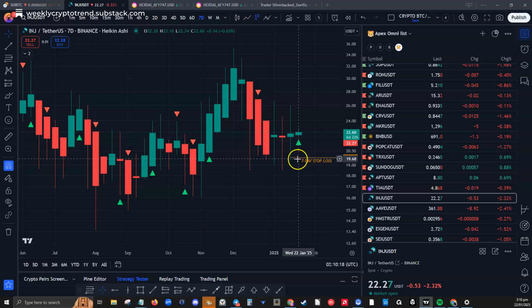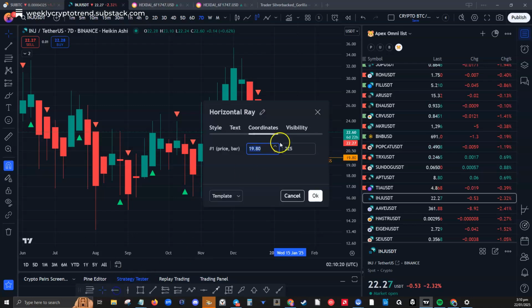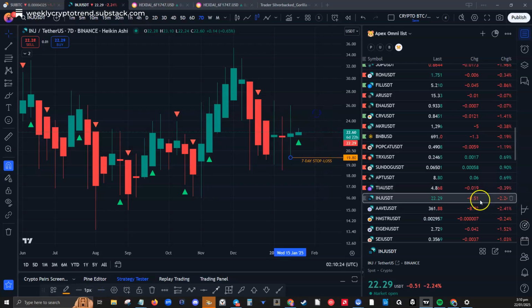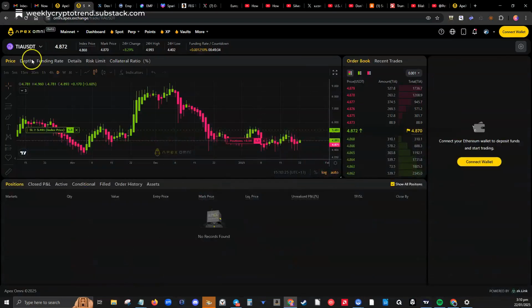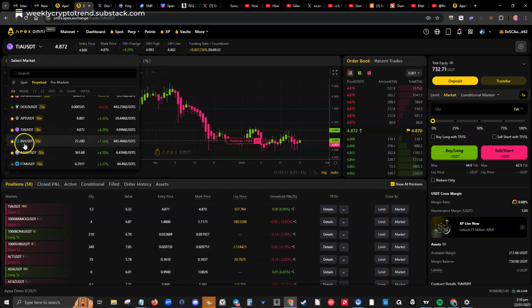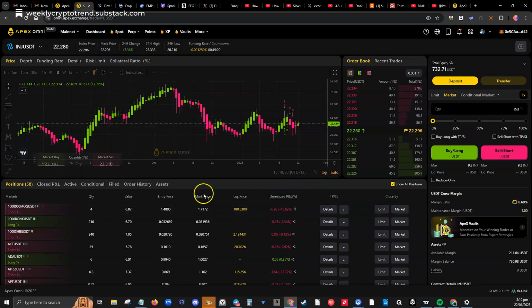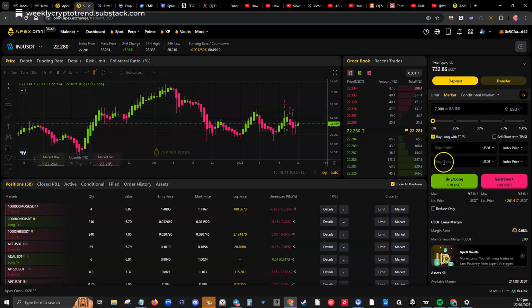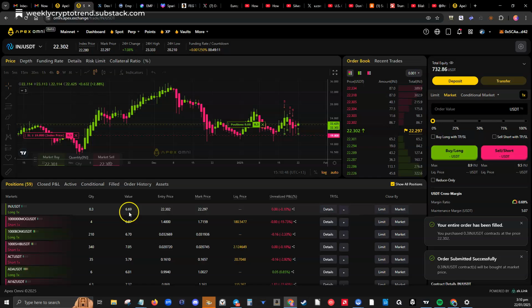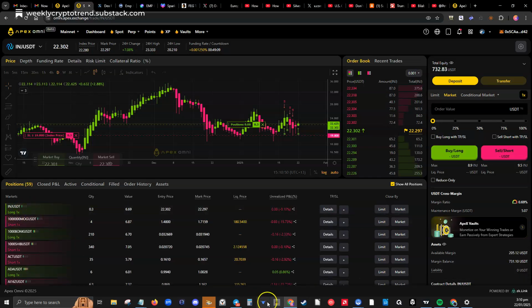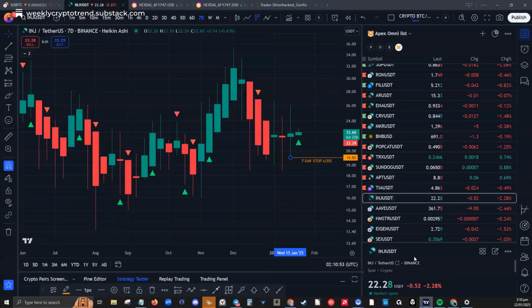Okay, let me just jump on this. Copy that. Long. So we want to go Injective long. Okay, let's find it. Injective. There isn't a current position. So let's go here. Long. Injective. Position size 1x. Beautiful. Alright. So that's actually long.